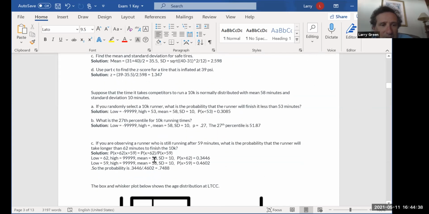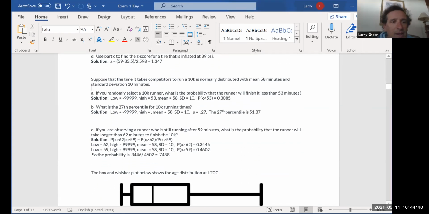Okay, let's get to the next one. Suppose the time it takes competitors to run a 10K is normal, and the mean is 58, standard deviation is 10. We want the probability you're going to finish in less than 53. So simple calculator work. Most of you got this right. Less than 53 has a low of negative, a bunch of 9s, high of 53, mean, standard deviation, you just plug in the calculator.